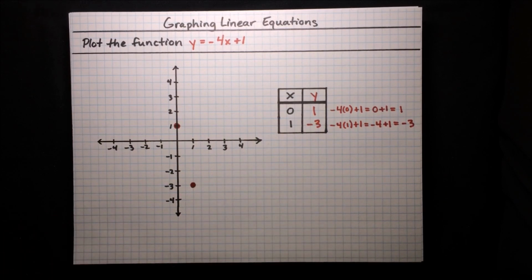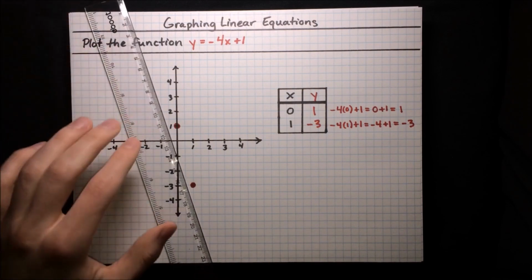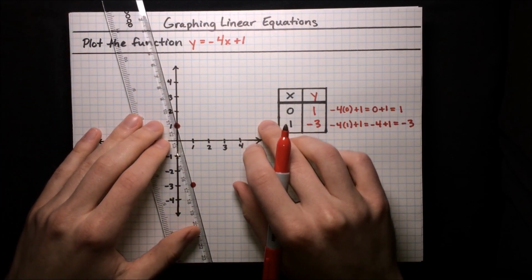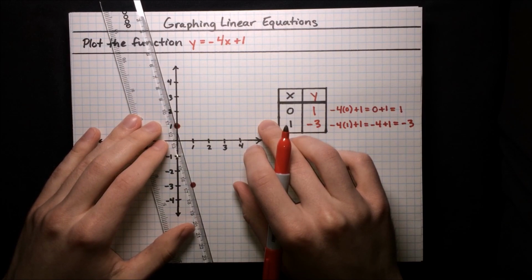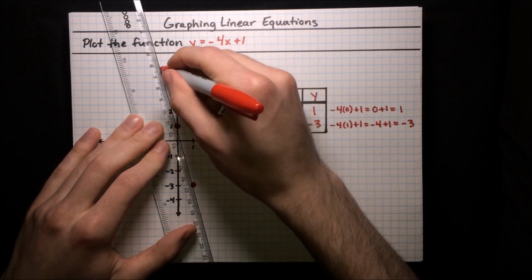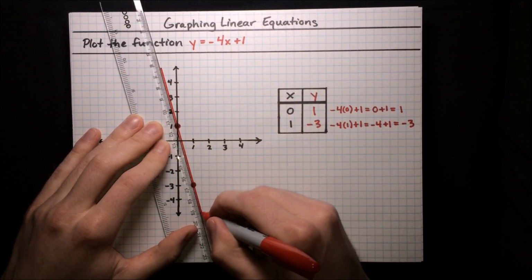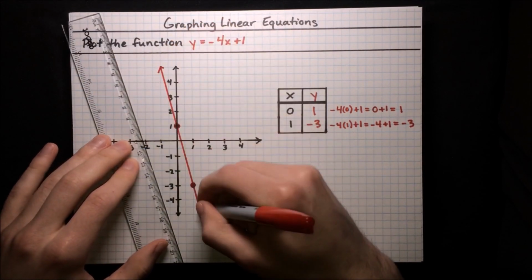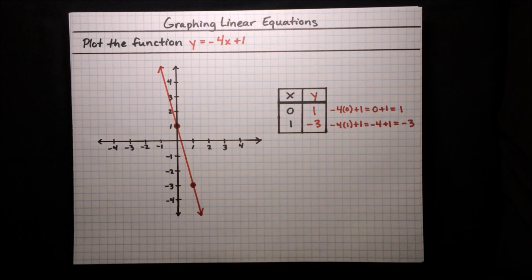And now that we've got our 2 points, we can just take a straight edge and connect them. We're just making a line through these 2 points. So let's try to line it up and be very precise here. And here's the line that goes through the 2 points. So there we have it. There's our graph.